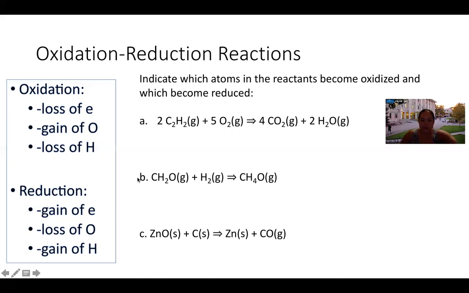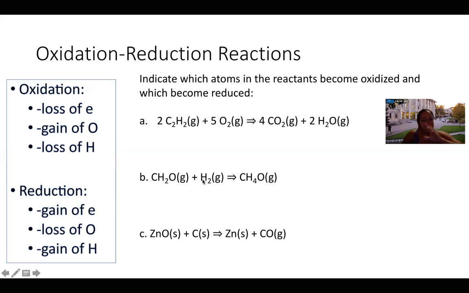Okay, so then let's look at B. So we have the CH2O plus H2O, and this becomes CH4O, okay? So this one's a little trickier. Here we have a carbon with 2 hydrogens and an oxygen. Now we have a carbon with 4 hydrogens and an oxygen. So that's a gain of hydrogen. So again, the carbon gained hydrogen, so the carbon underwent a reduction. The carbon got reduced, okay?